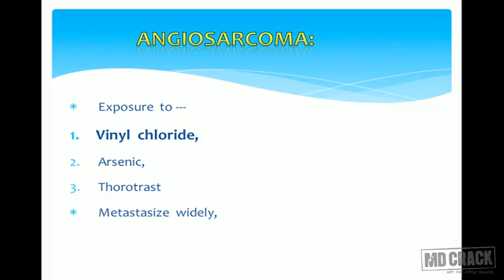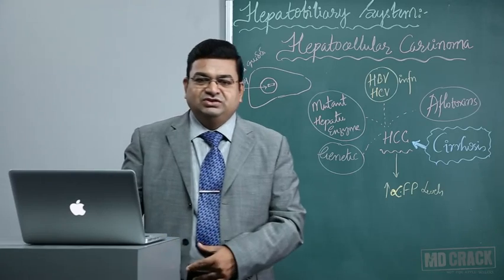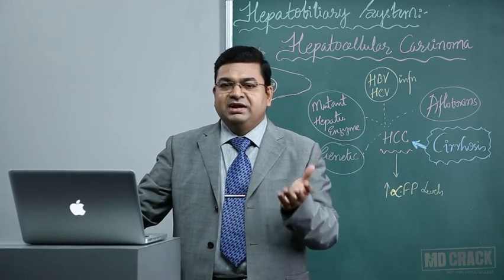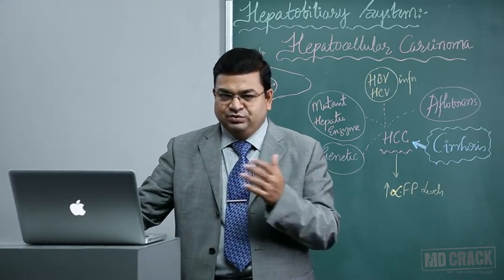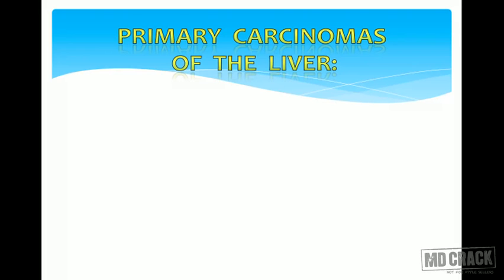Not only that, arsenic and thorotrast, all those things can cause angiosarcomas. It is again known for widespread metastasis; it can even go to the lungs and to the bones. Again, a very aggressive tumor, it kills within a year. That indicates the aggressiveness of this tumor. So unless you detect it early and treat it early, it carries a very, very bad prognosis.